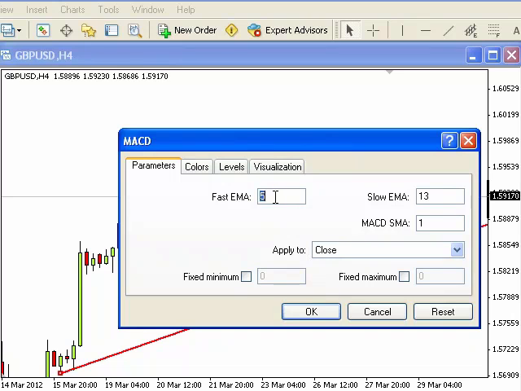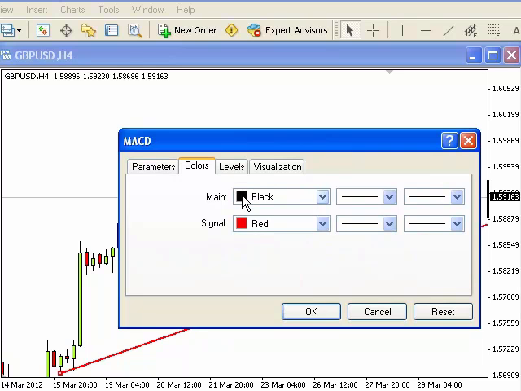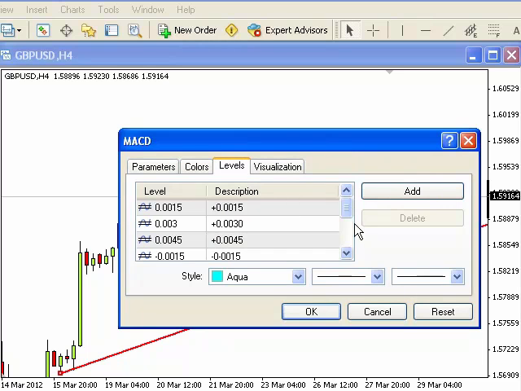Here I have the settings as 5 for fast EMA, 13 for slow, 1 for MACD SMA, and applied to close, and this is under the parameters tab. I also, on colours, have black for main, red for signal, and on levels I do have this lot in. Now they don't always show on the charts for some reason, and they're really not that important because it's just the highs and lows I look for.